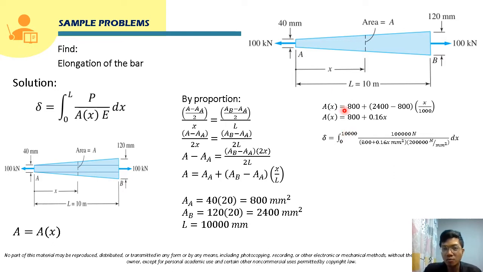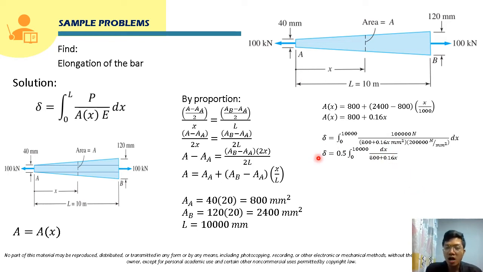Okay, so that will be our limit since we are going to sum up all the elongation from point A to point B. Performing this integration, we can divide 100,000 by 200,000. Since they are constant, we can take them out and bring them outside the integral sign. So again, that is 100,000 divided by 200,000, which is actually 0.5, right? So that will be 0.5 integral of dx. What will remain here will be dx over 800 plus 0.16x.